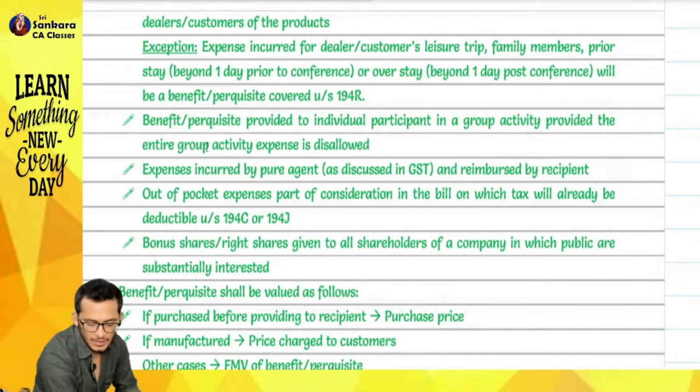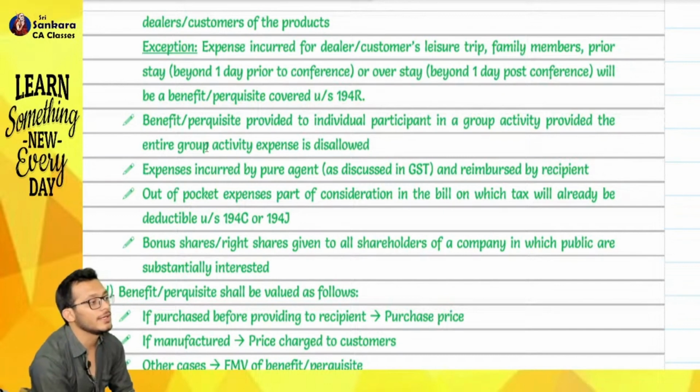Next one. Expense incurred by a pure agent as reimbursed by the recipient. What does that mean? Expense incurred by pure agent and no TDS.